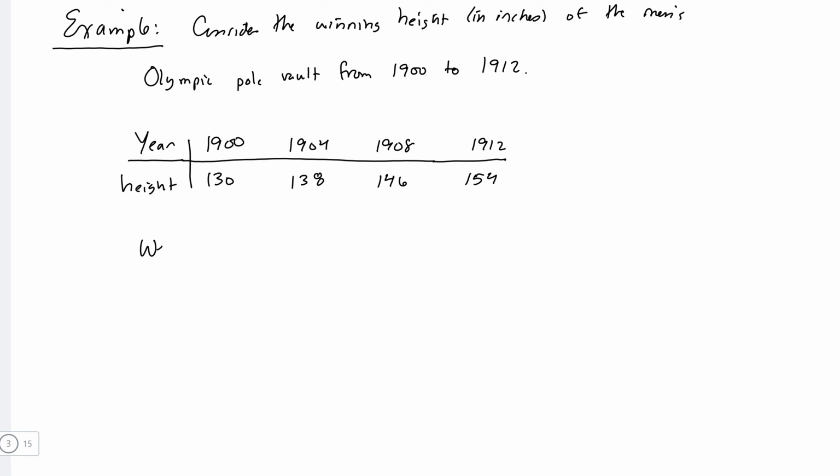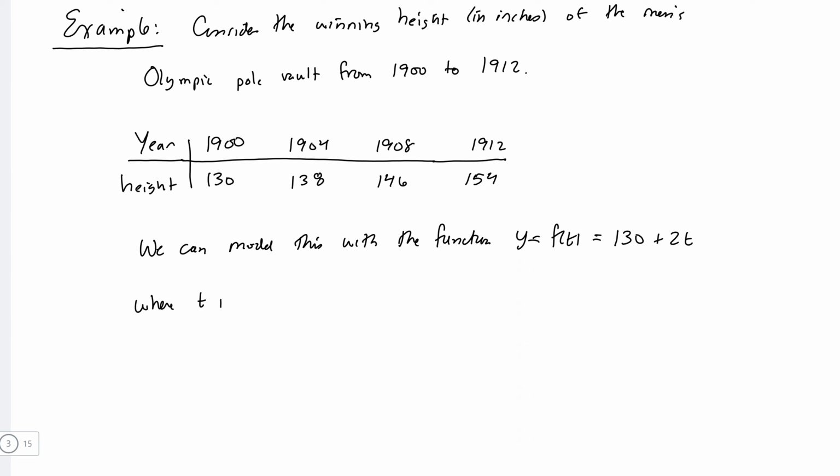So we can model this with the function, say y is equal to f of t, which is 130 plus 2t, where t is measured in years after 1900.